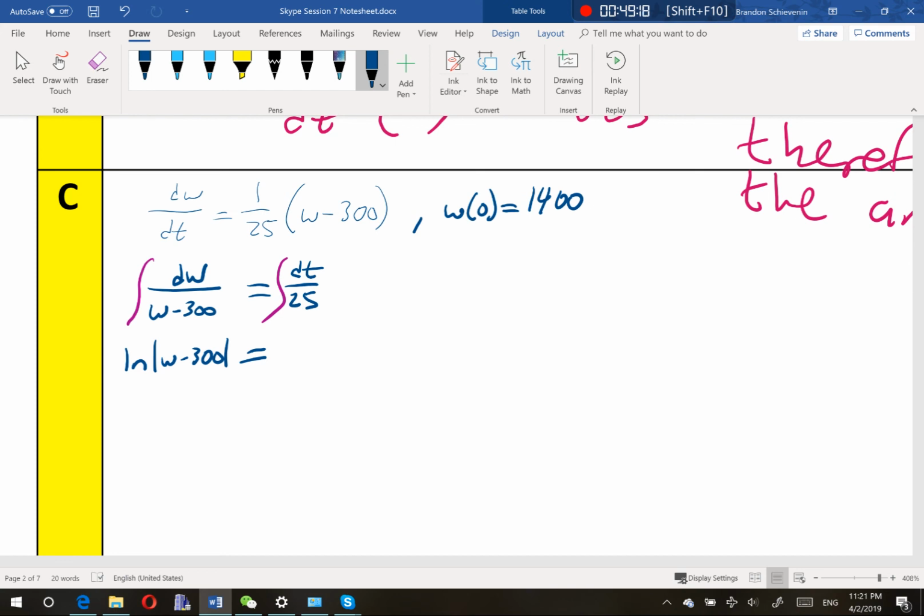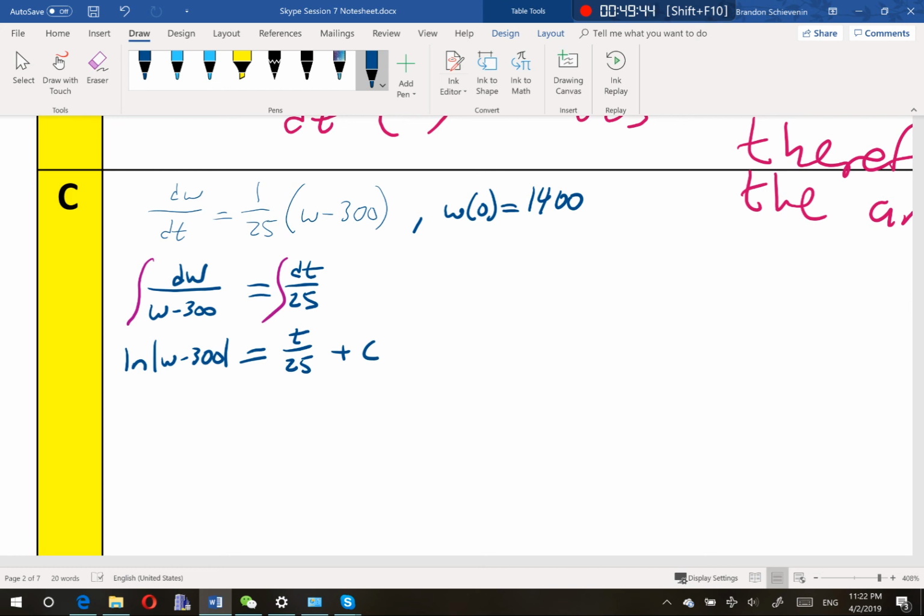What happens if I integrate 1/25 dt? 1/25 times t. Okay, so I'm going to write t over 25 plus c.